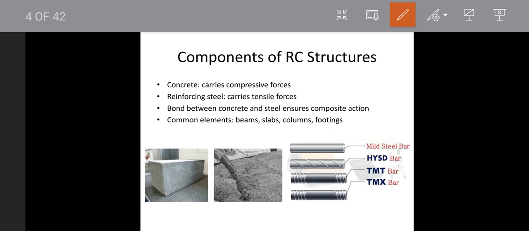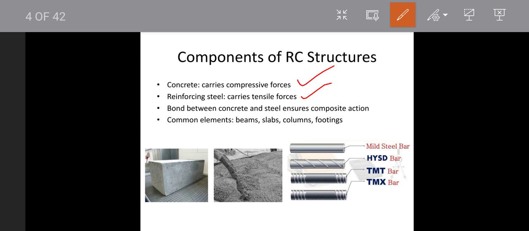So, the components of RC structures. Concrete and reinforcement steel are the components of RC structures. The concrete will carry the compressive force and the steel will carry the tensile force. The load transfer between these two happens by bond between the concrete and steel. The common elements in buildings are beam, slab, column, footings and staircase.